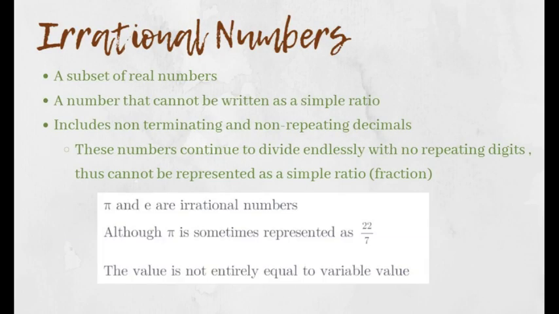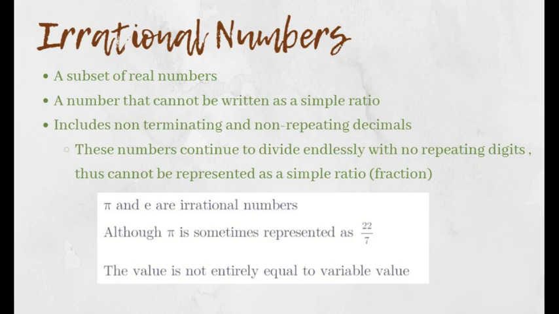Now, an irrational number is a subsection of real numbers. These numbers cannot be written as a simple ratio. Now, this includes what they call non-terminating and non-repeating decimals. You're going to ask, okay, so what is a non-terminating decimal? Non-terminating is a really fancy word for it doesn't end. It just keeps going and going and going. And what they mean by non-repeating is that the numbers don't repeat each other. So instead of saying 0.333, it would be something like 0.4978278. There's no pattern, nothing.